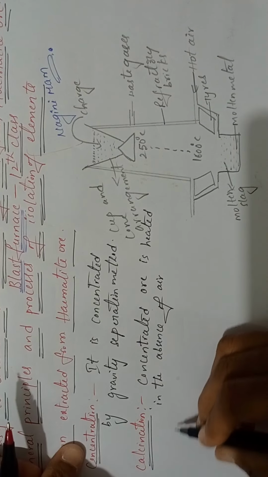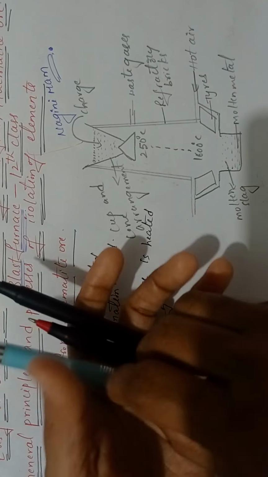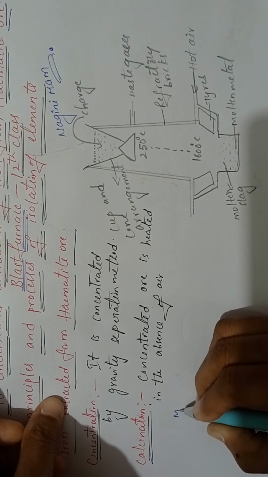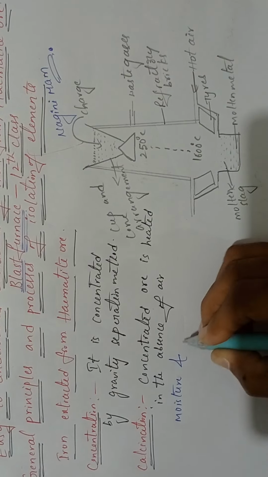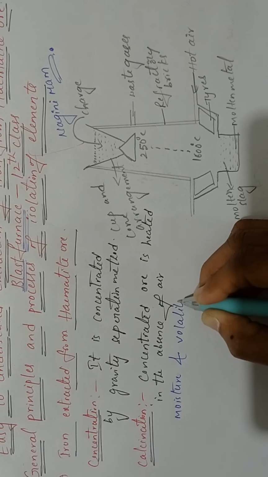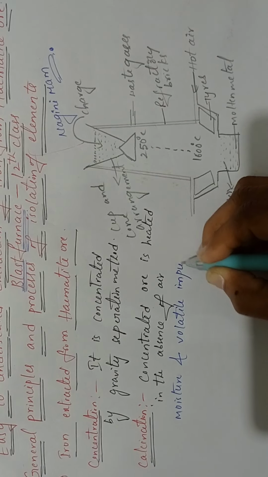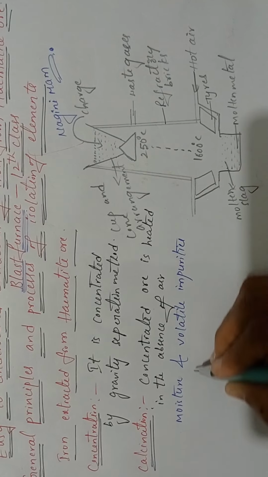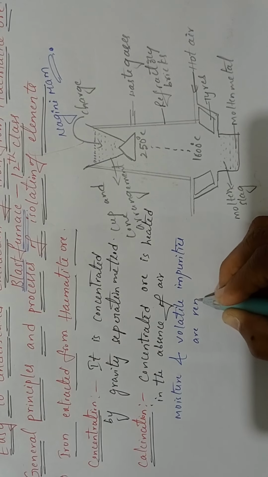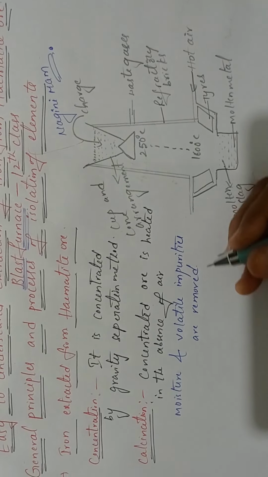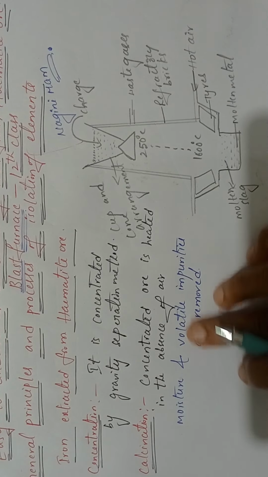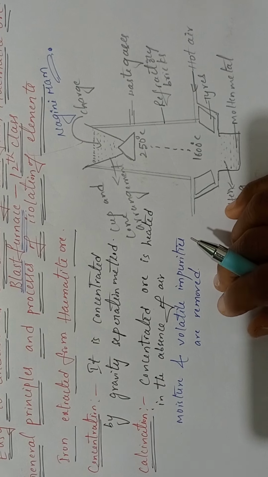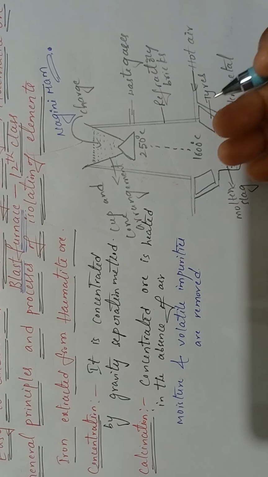Moisture and volatile impurities are removed. Volatile impurities are removed. Clear this, students? So by the calcination method, students, we can remove the moisture and volatile impurities. Are you clear? These impurities are removed.